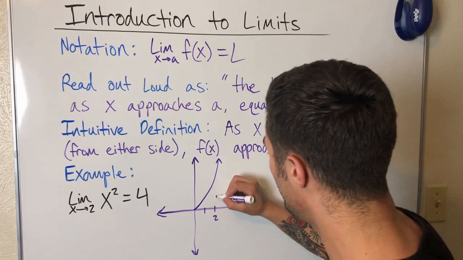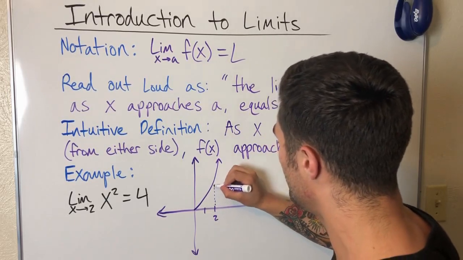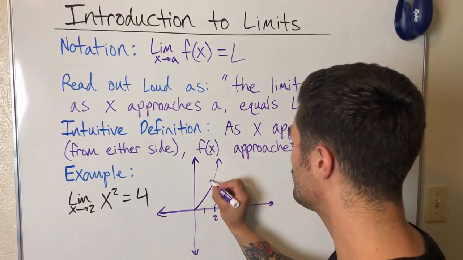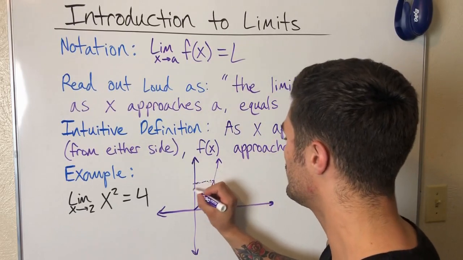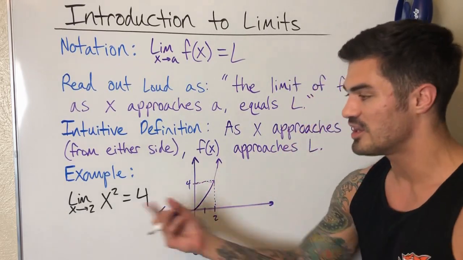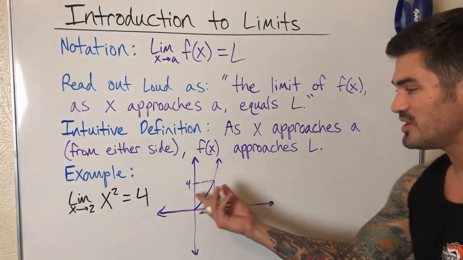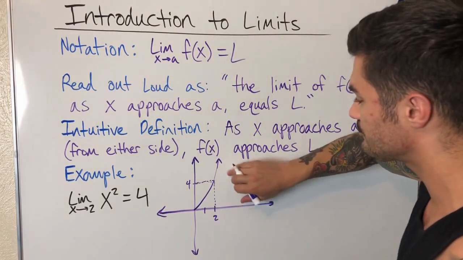Here's 2. And I could draw a sort of dotted line up. And how do I know what this y value is? Well, I know that it's 4 because when I plug 2 into my function, I get 4. This function is continuous, so it's pretty easy to find that in this case.